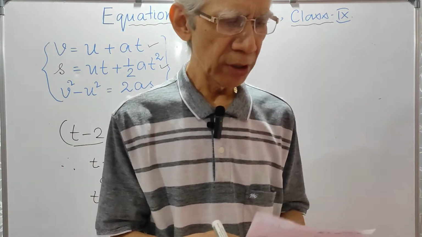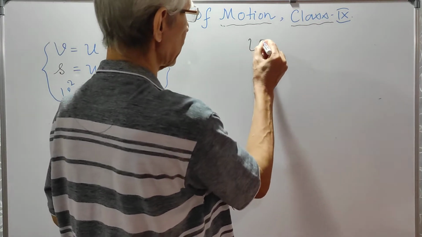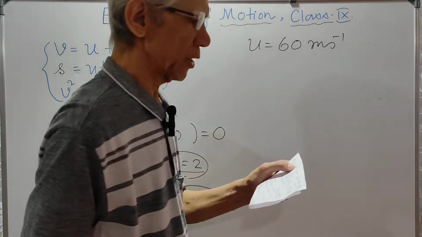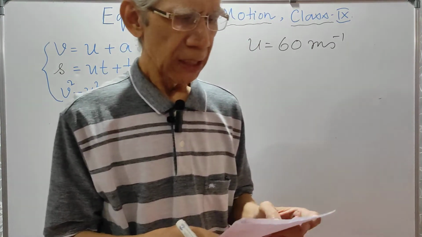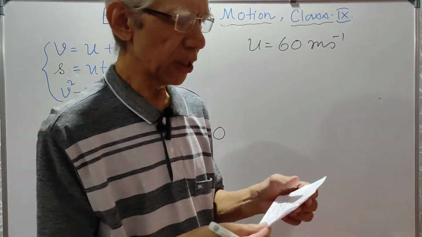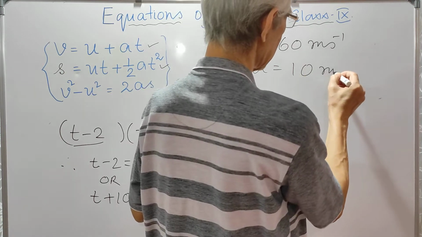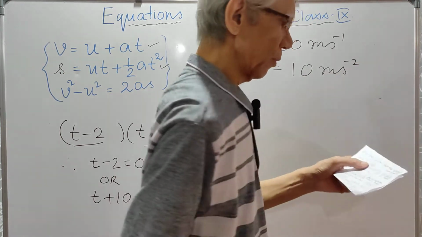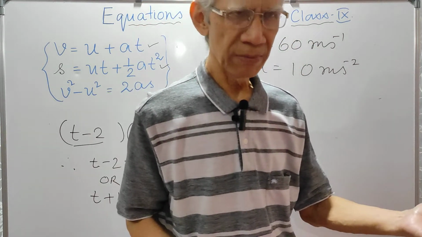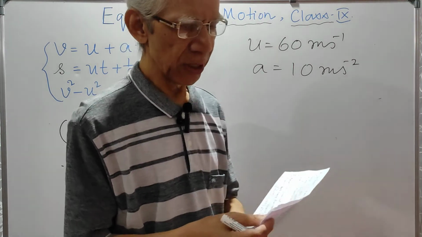A body is moving with uniform velocity 60 meter per second. So u equal to 60 m s^-1. Then due to some external force, it acquires an acceleration of 10 meter per second square. So a equal to 10 meter per second square, due to application of some external constant force, maybe the accelerator of a car. So it acquires acceleration of 10 meter per second square.